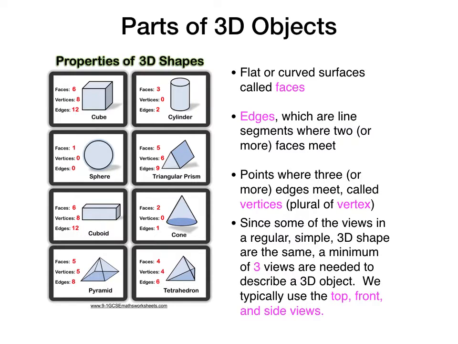Since some of the views in a regular simple 3D shape are the same, a minimum of 3 views are needed to describe a 3D object. So we typically use the top view because usually the bottom view is the same, and we usually use the front view because typically the back view is the same, and we also use a side view because the other side view is the same.